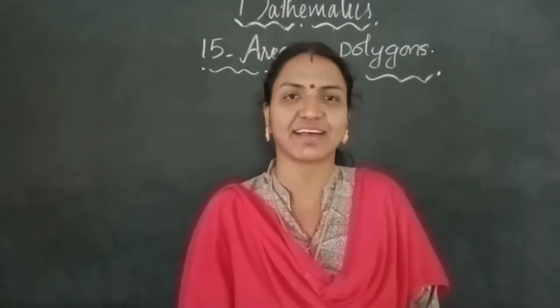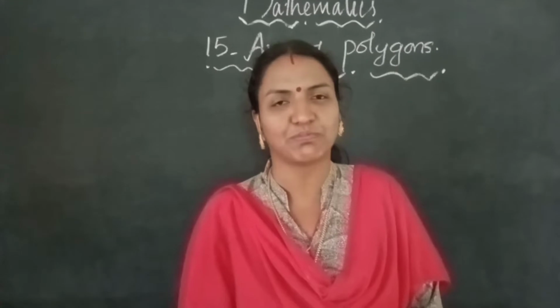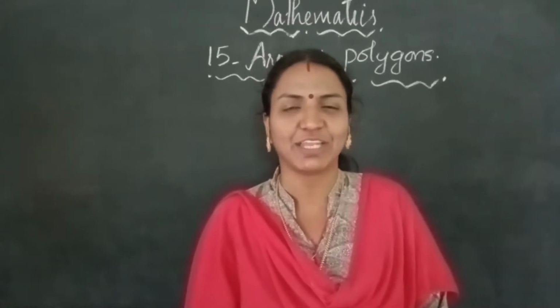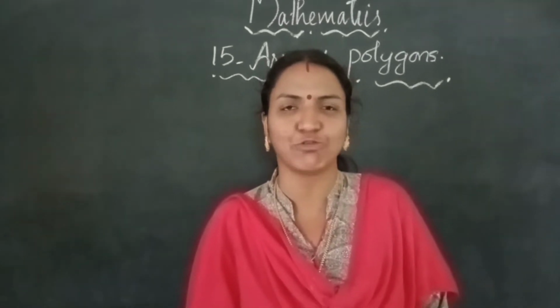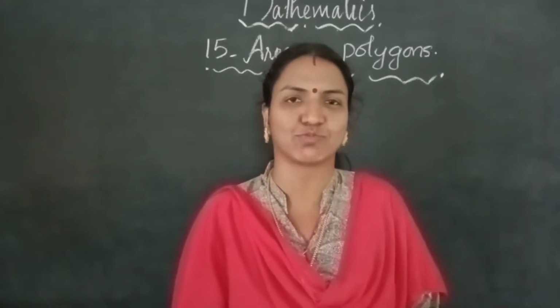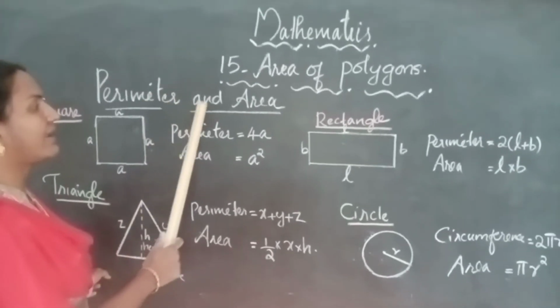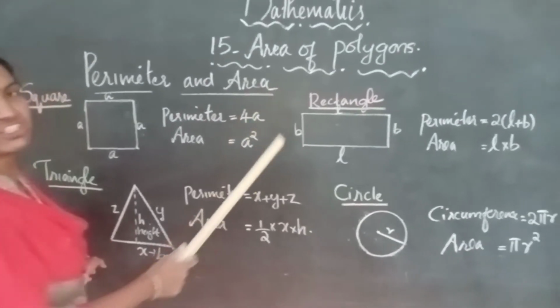In the previous class, we discussed chapter 18, probability. Hope you have revised well. In today's session, we shall discuss a new chapter, chapter 15, area of polygons. Let's move on to the topic. First, we shall discuss the perimeter and area of plane shapes.